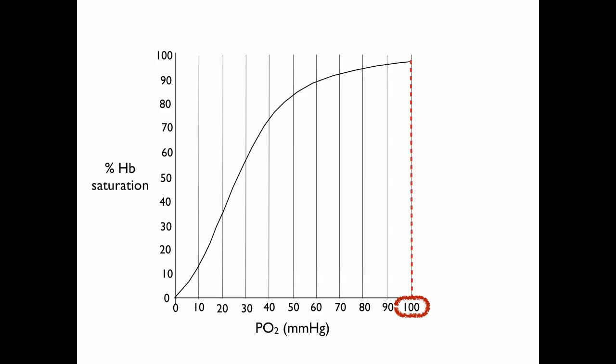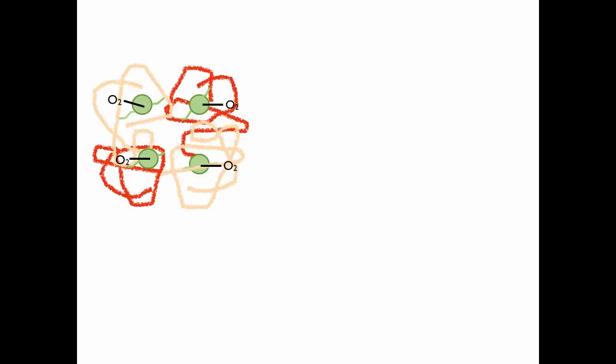we can find the point on the graph that corresponds to this and read over to find out what the hemoglobin saturation is. In this case, 97% of all hemoglobin found within systemic arterial blood is saturated with oxygen. So we can say that the majority of all hemoglobin molecules have oxygen bound to each heme group.